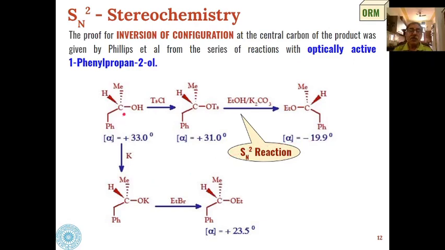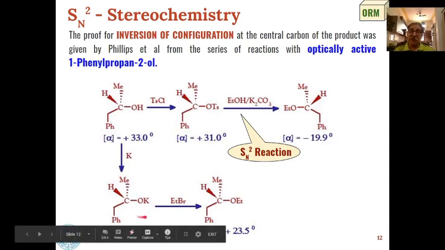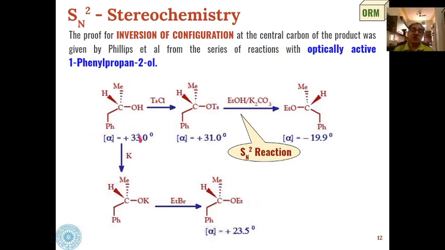Similarly, in another reaction, if this hydroxide is reacted with potassium metal, that means H will be replaced by K. We will get the potassium salt of these alcohols, and because there is no change in the bond between carbon and oxygen, the configuration will remain the same.